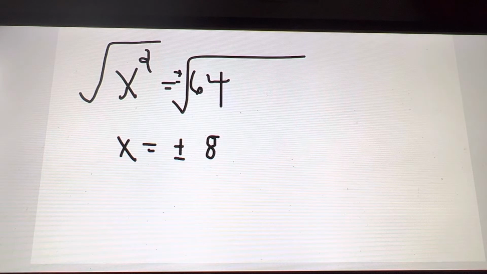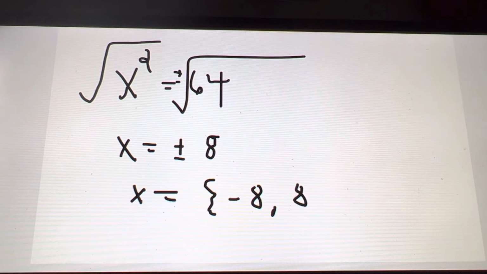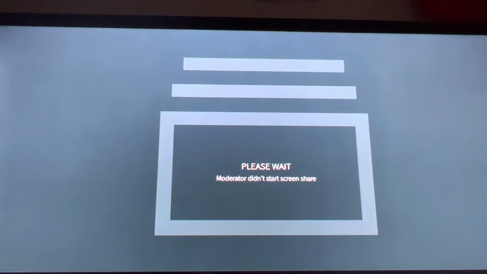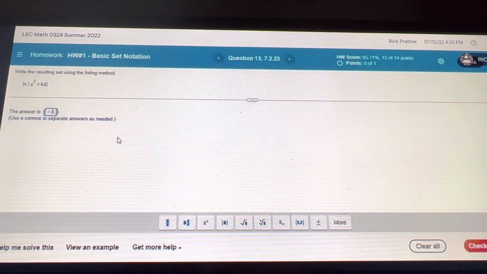But what times itself equals 64? 8 times 8 obviously equals 64. But it turns out -8 times -8 does that too. So we need to have both 8 and -8. If I want to write it as a set, you put squiggly -8, comma 8, squiggly. So there's 2 numbers, and only 2 numbers, that times themselves would equal 64. Nothing else times itself equals 64. So I get a set that only has 2 elements, -8 and +8.